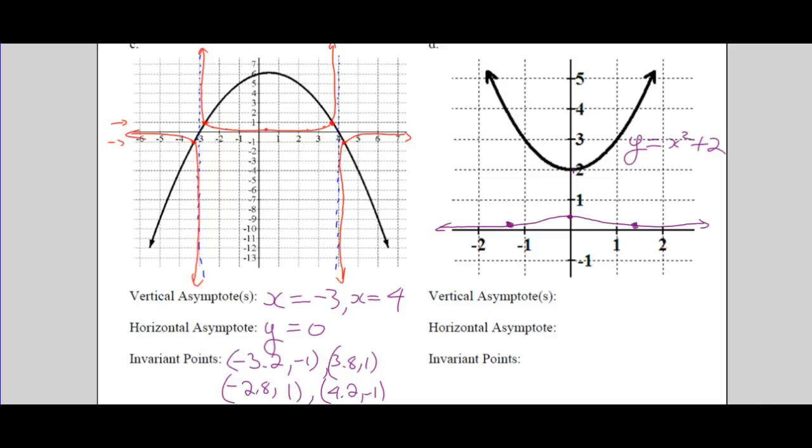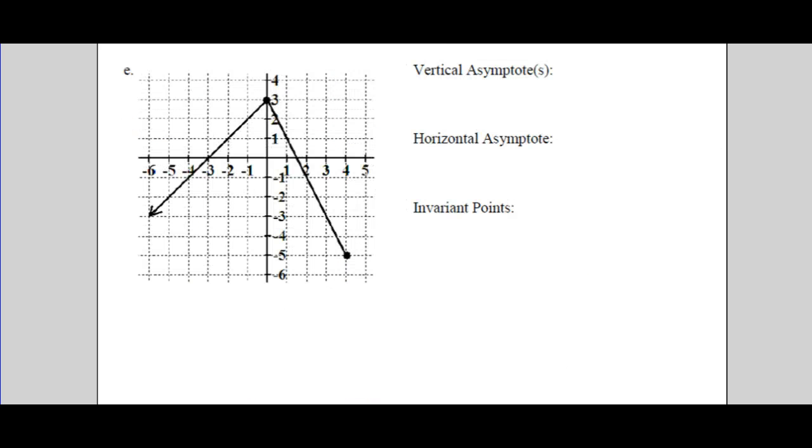All right. So what do we need? Vertical asymptote, none. Horizontal asymptote is y equals 0, and the invariant points are none. All right, is there more? Yeah, there is, isn't it? It keeps going. Good. This is just like a get you ready for next year, right?